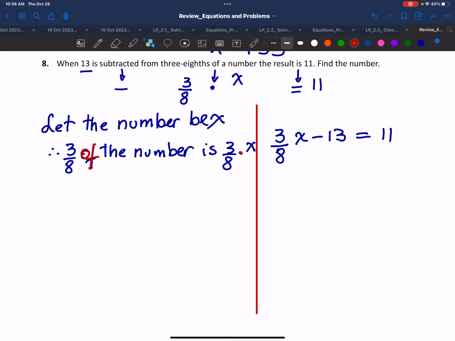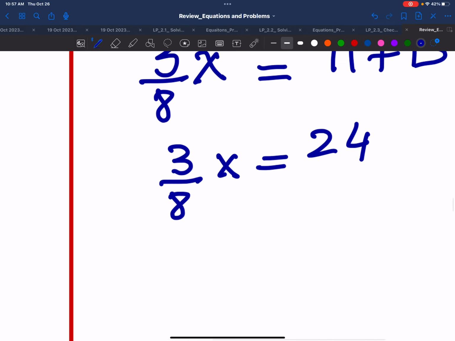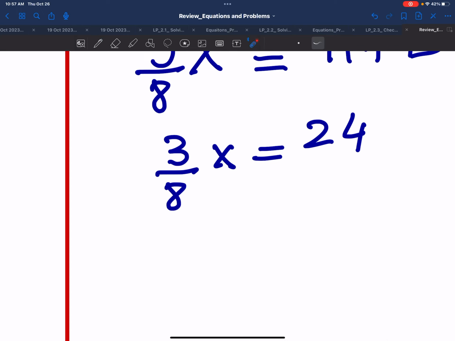As you can see here, we have a fraction involved, but we also notice that the numbers are not in fraction form. So it would be better to isolate the x term, which has a coefficient in fraction form, from the number that is subtracted from it. So that would be 11 plus 13. So 3/8x equals 11 plus 13 equals 24. So next, we will isolate x from 3/8.